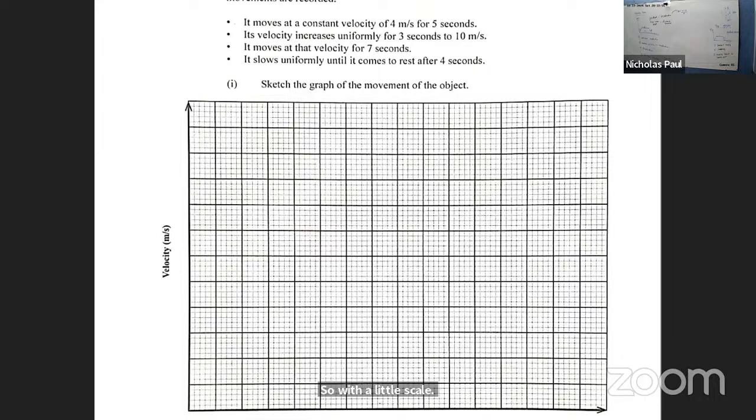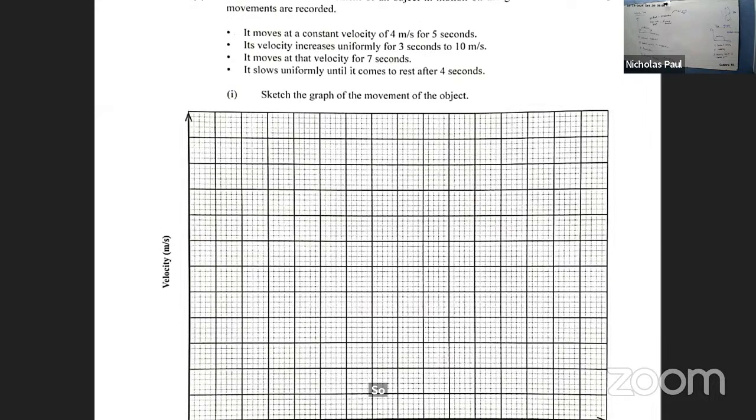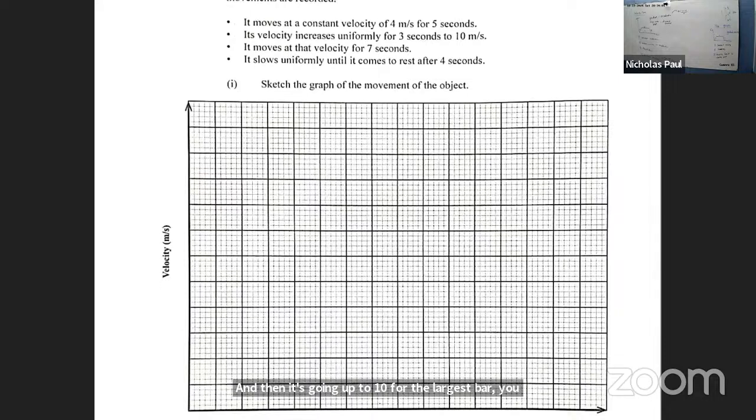Right, so it's looking like it's going up to 4. And then it's going up to 10, so the largest values are around 10, right? So now let's go with 1, 2, 3, 4, 5, 6, 7, 8, 9, 10.